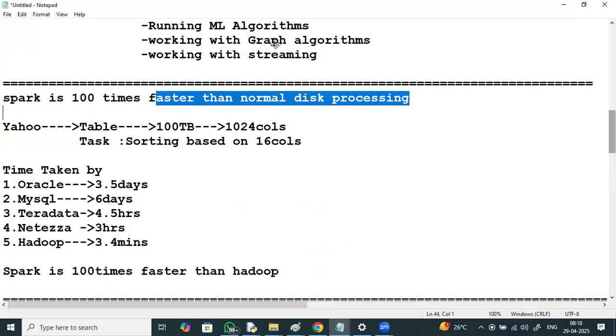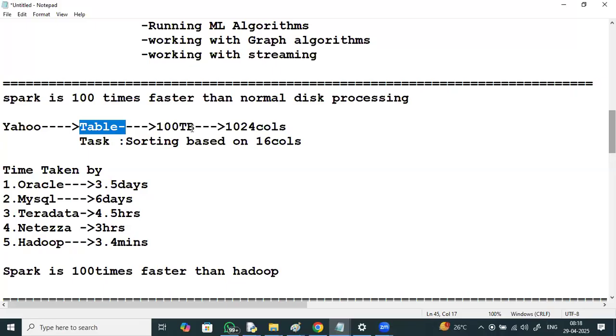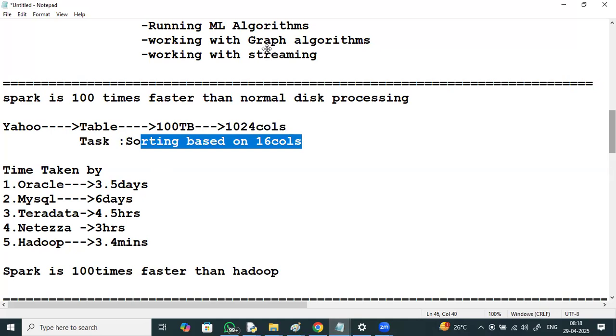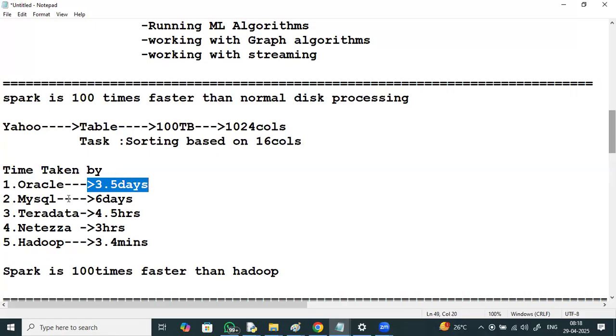I was saying one example, right? I took a table of 100 TB consisting of 1024 columns. The task was sorting based on 16 columns. Time taken by different databases: Oracle took 3.5 days, MySQL took 6 days, Teradata took 4.5 hours, Netezza took 3 hours. Hadoop finally took just minutes. Compare the Hadoop speed with the others. It has very high speed.